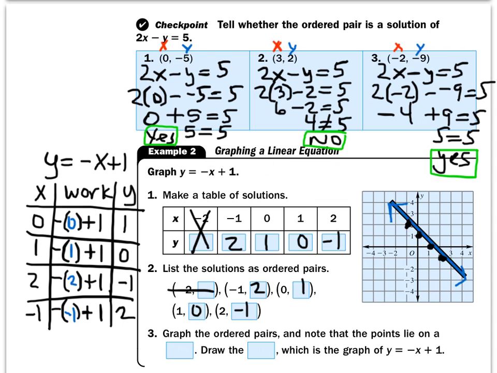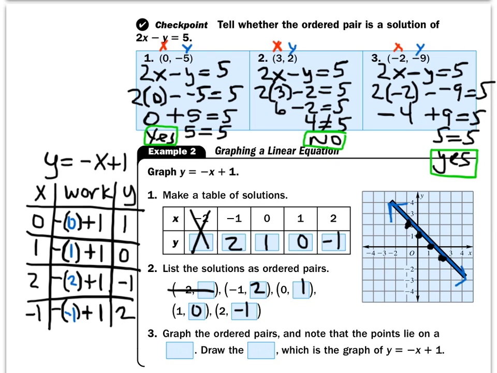Okay, take a look at example 2. Now when they want us to graph this, they want us to graph y equals negative x plus 1. Now, I'm not crazy about this kind of table that is horizontal. I think especially when you're starting, you should do a vertical table. So I want you to do the x column, put a workspace, and then the y column.